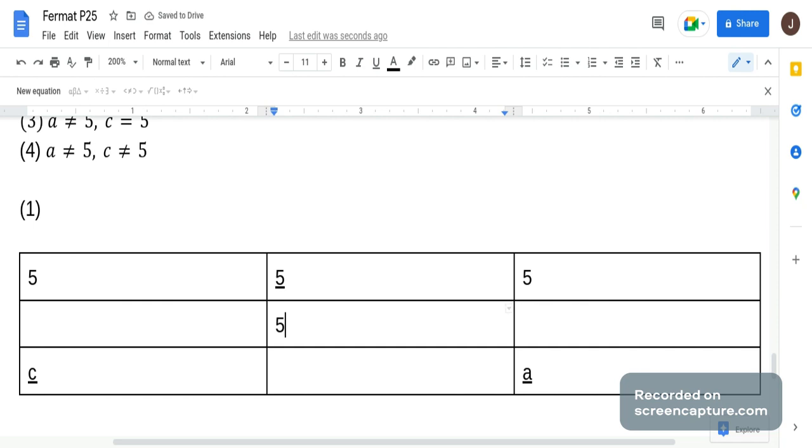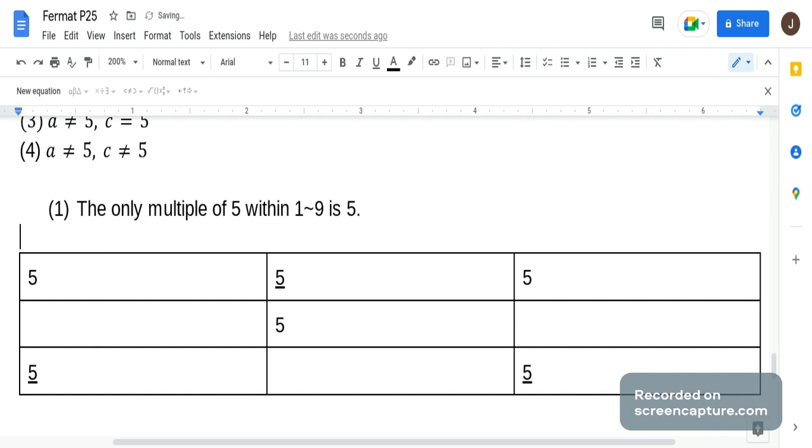We use the same concept from here. We know that this one must only be 5, and this one must only be 5. And then we apply the same concept to the rest of the 3 grids. Because multiple of 5, multiple of 5, this must be a multiple of 5. However, the only multiple of 5 within 1 to 9 is 5. So therefore, the only way for this type of combination is this. Okay, so now let's look at the second case.